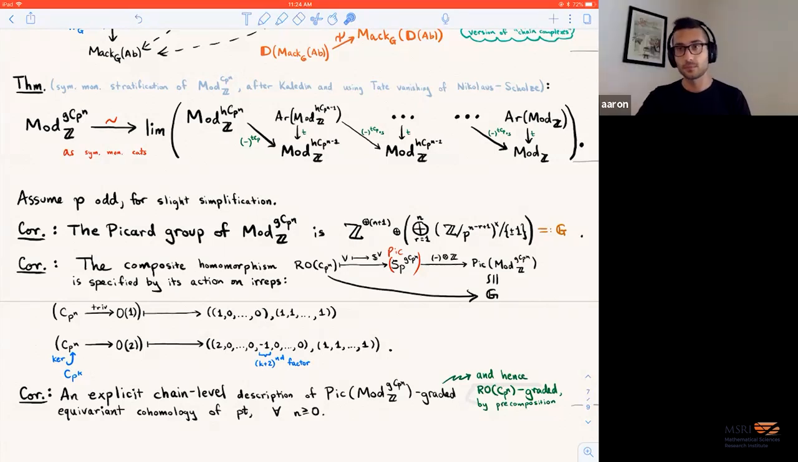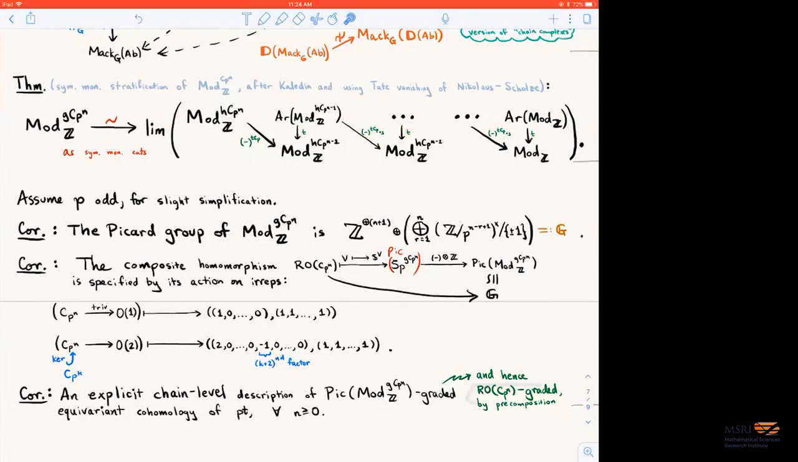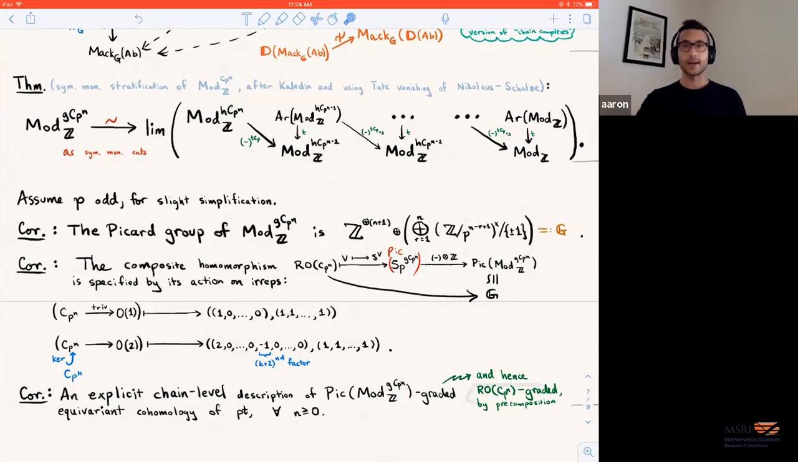This is Chris. Do you have a sense of how much information the tensor Z is destroying from the spectral Pic to the mod Z Pic? So actually, this Picard group was computed quite a while ago. Fausk, Lewis, and May computed it for any compact Lie group. Our methods only apply to finite groups. It's pretty far from surjective.